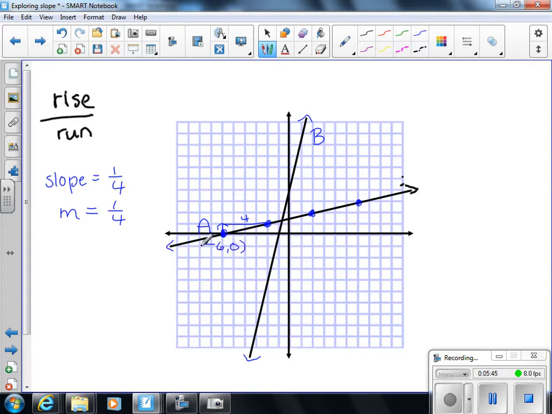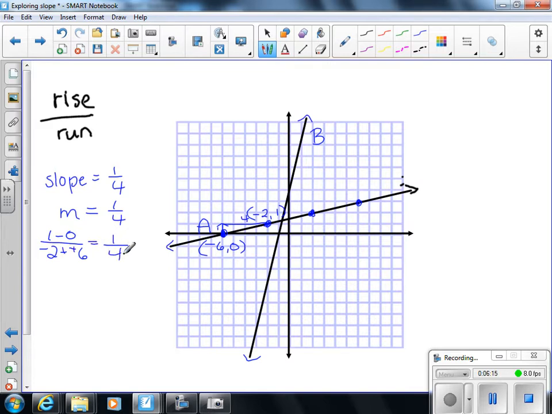Negative 6, 0. And what's this one? Negative 2, 1. Okay, so let's find the change in y. Which ones are my y's? 0 and 1. So let's do 1 minus 0. And your change in x's? I start with a 1, so I have to start with a negative 2 minus negative 6. I mark. Very good. I get 1 over 4.